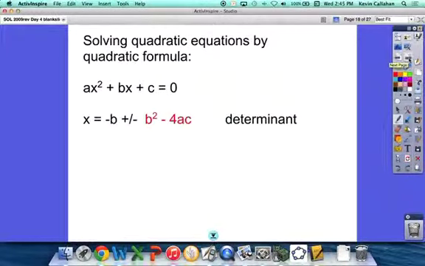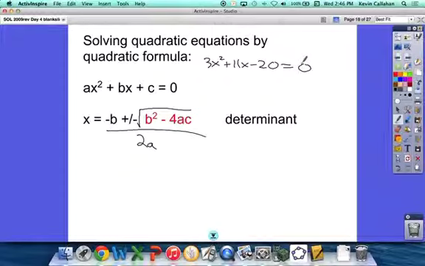Okay, solving with the quadratic formula. I have to enter this in here. If you have a quadratic equation, it's in the standard form equals 0, not factored form. The coefficients of the squared term, the linear term, and the constant get plugged into here, A, B, and C. So for example, 3x squared plus 11x minus 20 equals 0. What would be the values of A, B, and C? Guys paying attention?